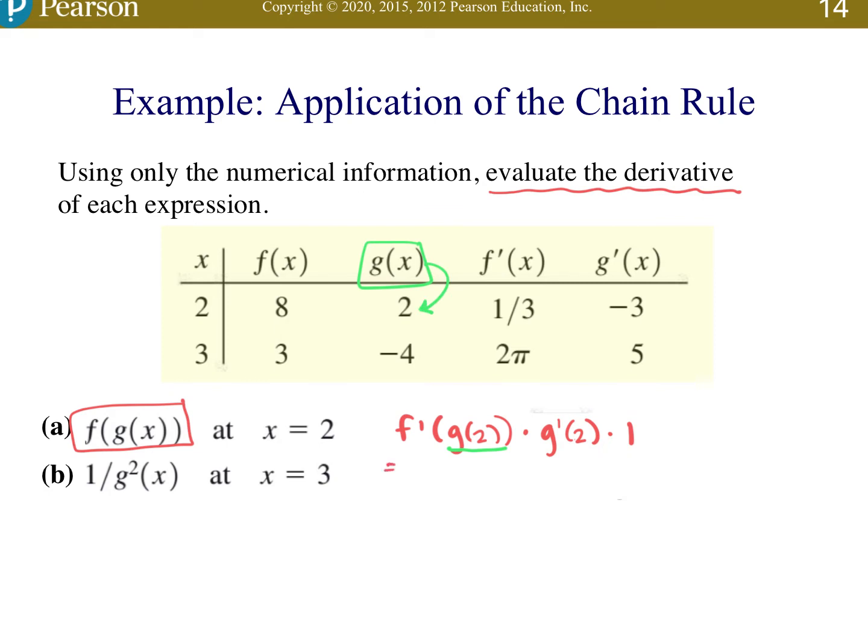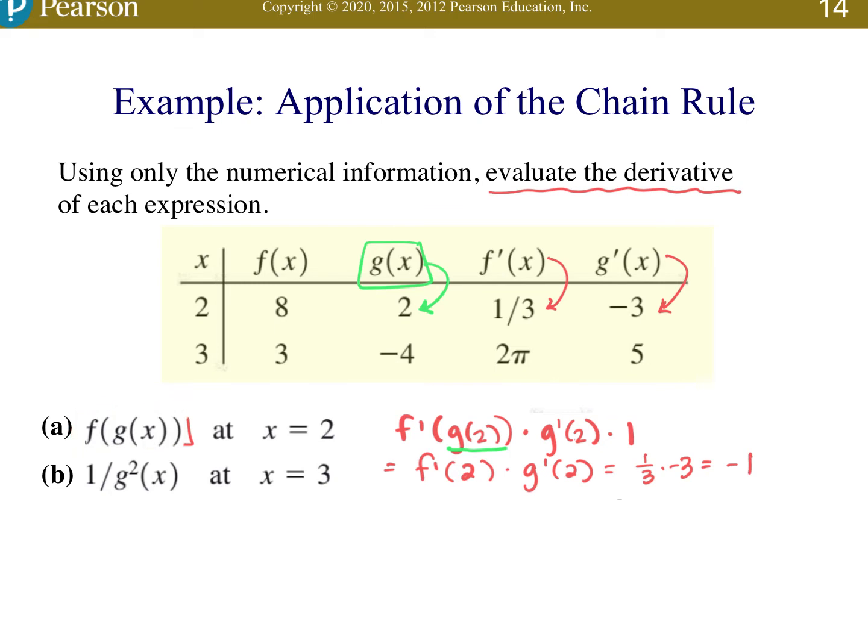So this can give me f prime of 2, and then times g prime of 2, and then times 1, which is not going to change the value. All right, so then we need f prime of 2 and g prime of 2. So f prime of 2 is 1/3. And g prime of 2 is -3. So the value is -1.